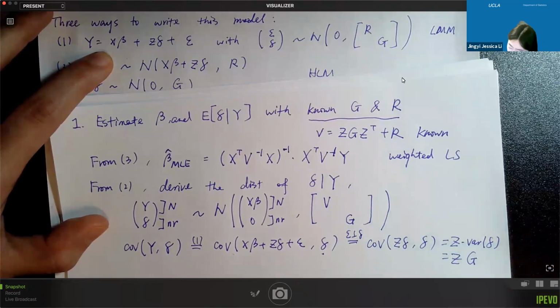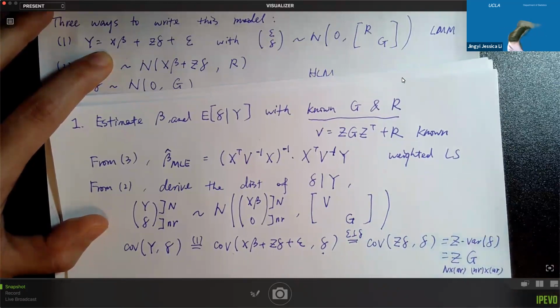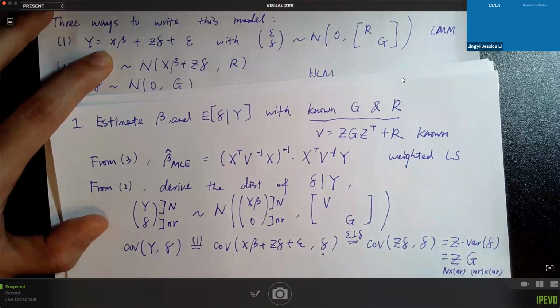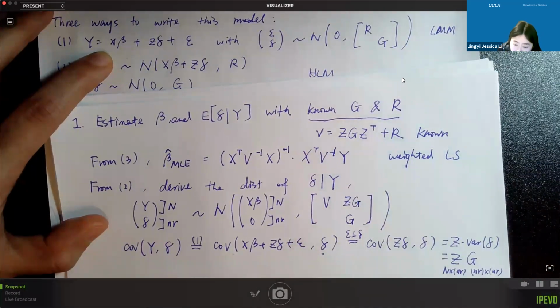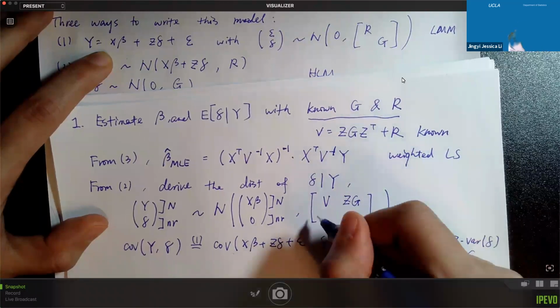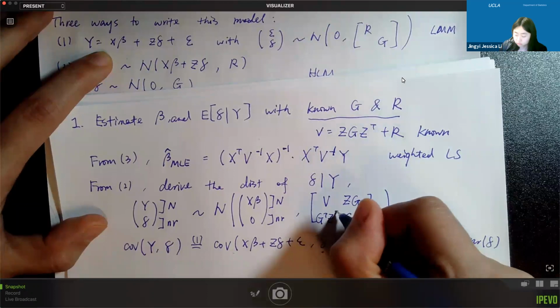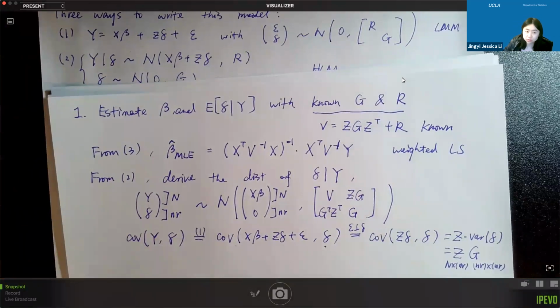Let's check dimension again. This is capital N by NR. G is NR by NR. So we're good. So the covariance between Y and delta is actually ZG here, okay? And what we have here is just its transpose, so it's G transpose Z transpose. So we get its joint distribution. It's still multivariate normal.